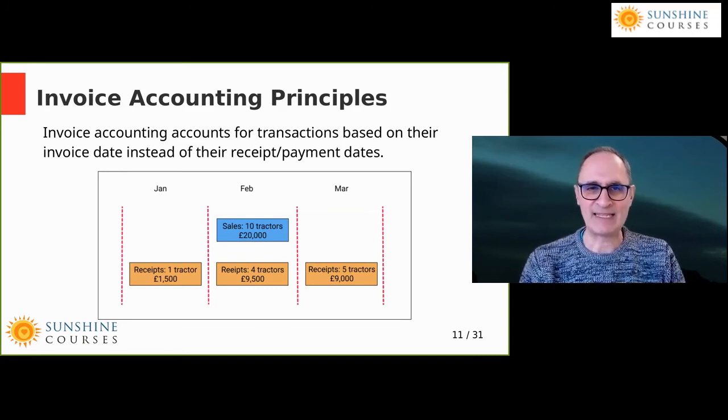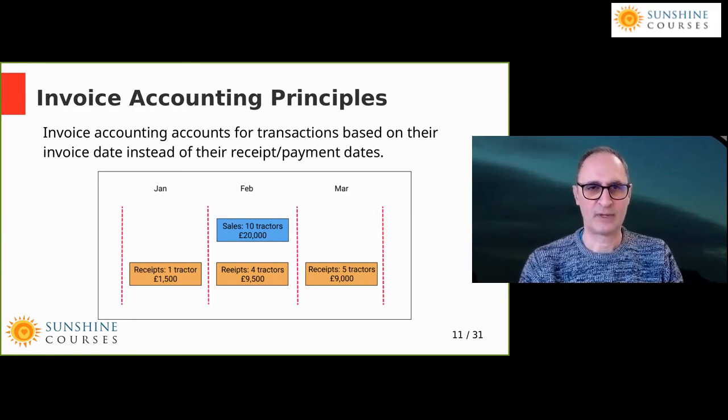Now, I've isolated out the February transactions from everything else, and I'm pretending there's no sales in January and no sales in March. This is just to help you keep track of what's going on. You can see that if there were sales in January and March as well, cash flow accounting would give you an incorrect assessment of what your sales were for January, February and March. Invoice accounting is how you fix that problem.